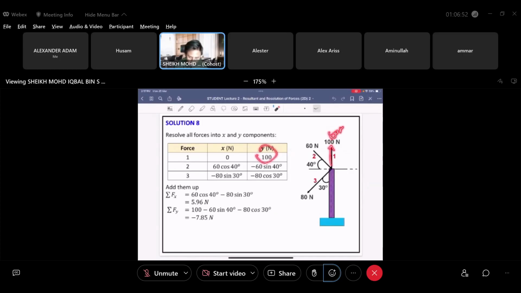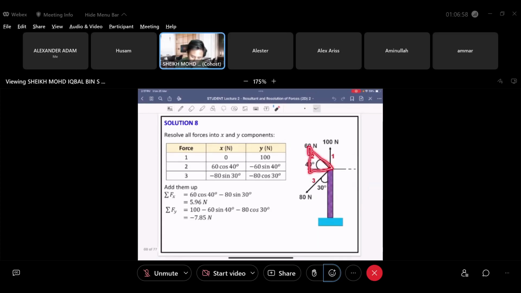Same thing, force number 2 here, all right? If you want to find this part here, it's 60 cos 40 degrees. And if you want to find the vertical part here, it's 60 sine 40, but negative because it's going down. Okay, same thing like this one. If you make a triangle here, to find this part is 80 sine 60 degrees, right? Because sine is opposite over hypotenuse. So 80 sine 30 degrees. And to find this one here is 80 cos 30 degrees because adjacent over hypotenuse, right?